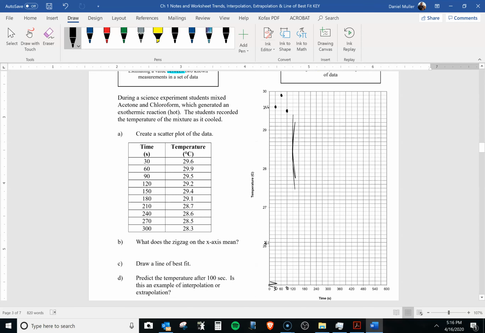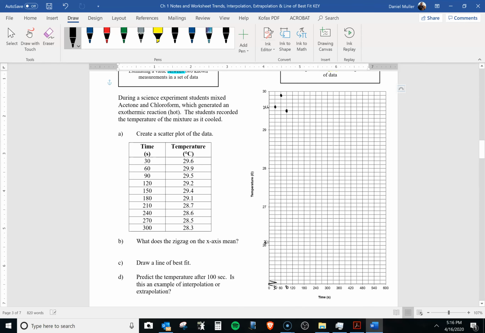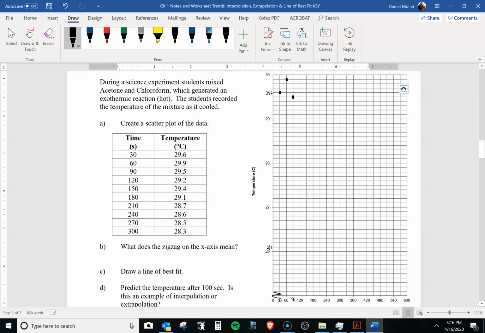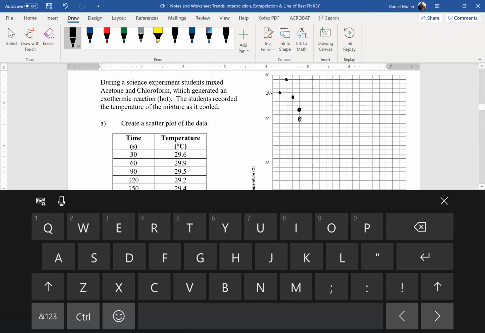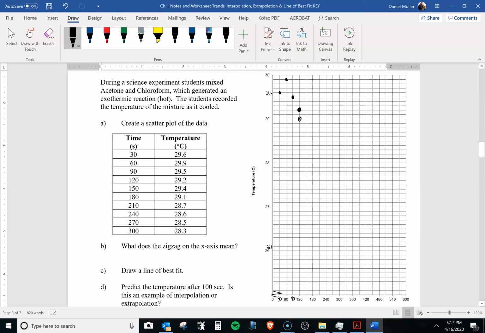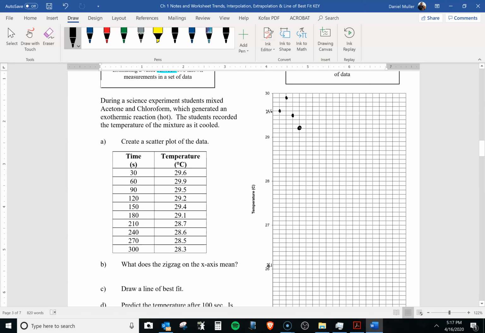I'm just going to zoom out a bit here. And that was clearly too much. So at 120 seconds, yep, that's the line I'm at. I need to go to 29.2. So here's 29.1, and then 0.2 is right there. So 29.2. And then I have to do 150 seconds, which is 29.4.